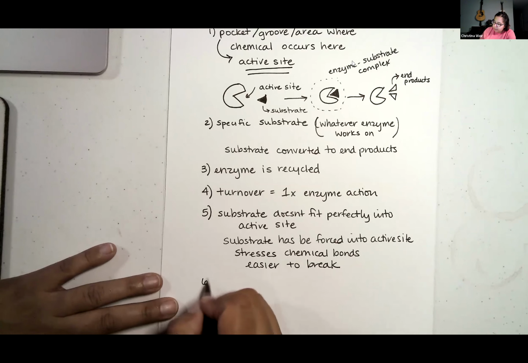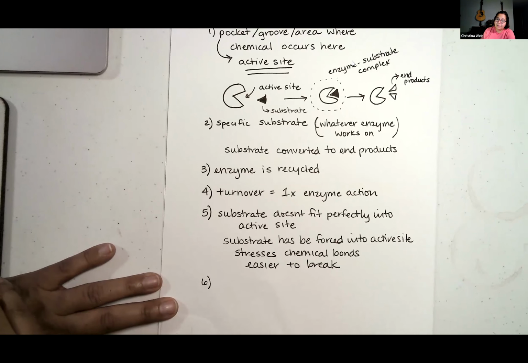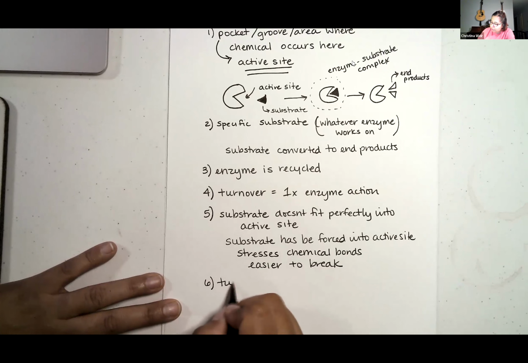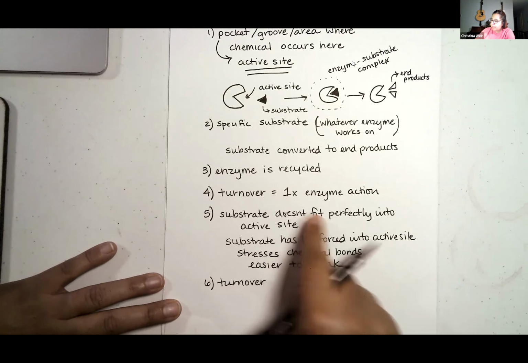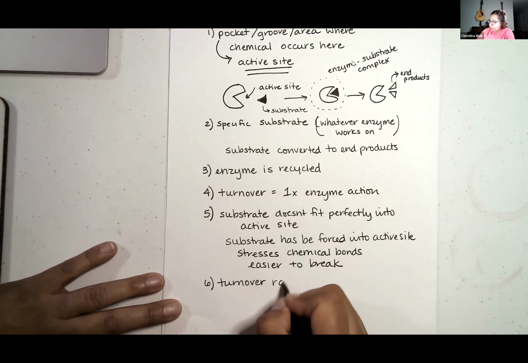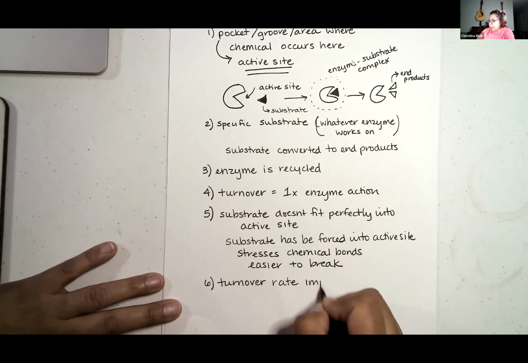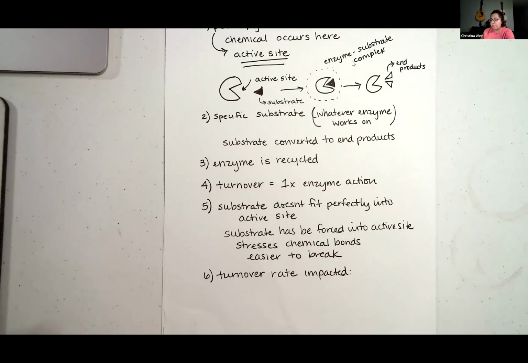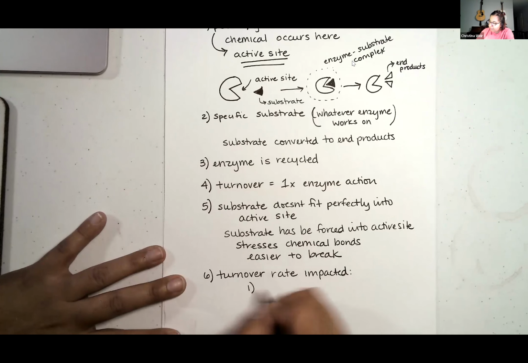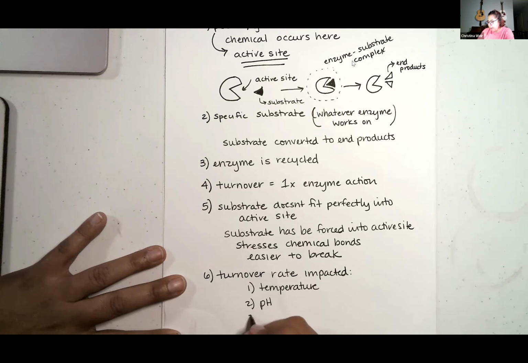Another feature of enzymes is they are incredibly sensitive. And this is probably the biggest, most important feature of enzymes. Their turnover rate, remember, the number of times they do an action, can be impacted by lots of things. We'll only specify about 3 of them in this video: temperature, the pH of the environment, and the presence of other molecules.